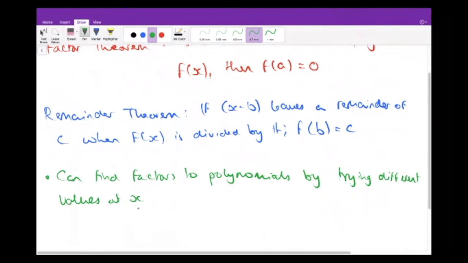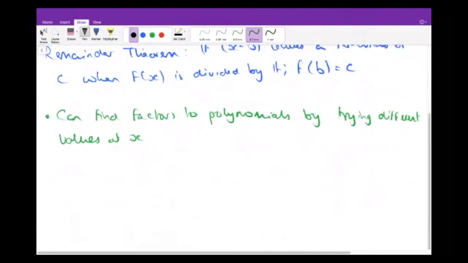Okay. I'm quickly going to run through dividing polynomials just to recap. So what I'm going to do is pick a really straightforward one just to demonstrate the idea. So let's say we've got x squared plus 5x plus 6. And I know that x plus 2 is a factor.